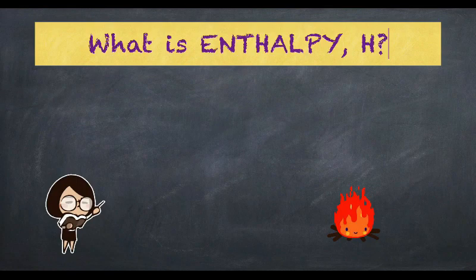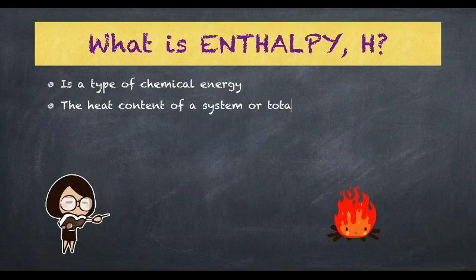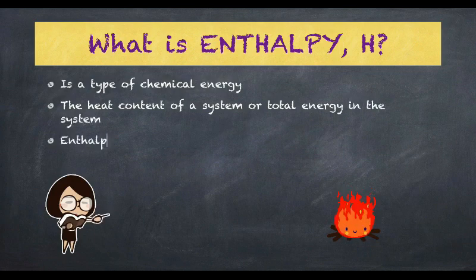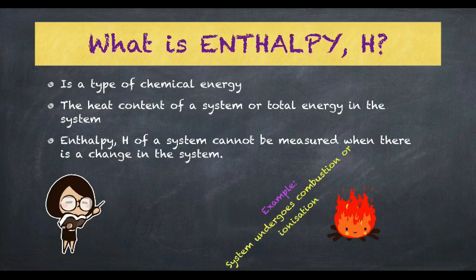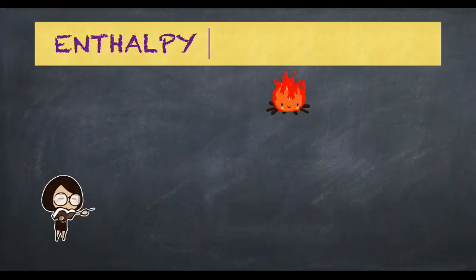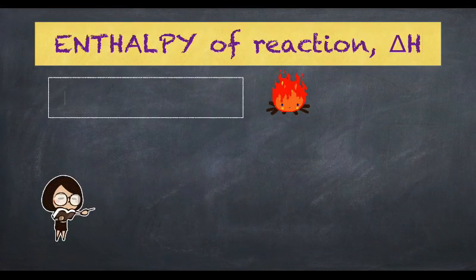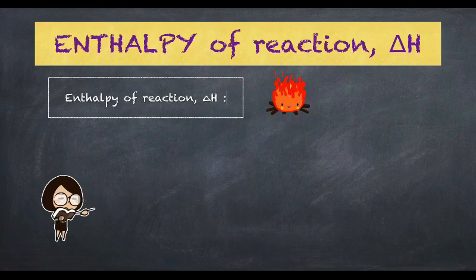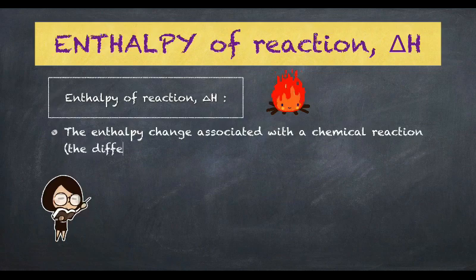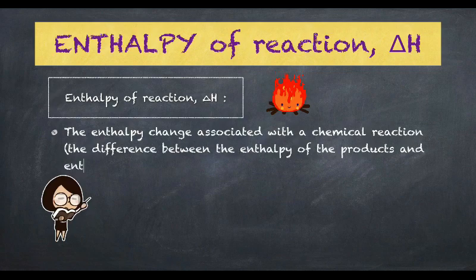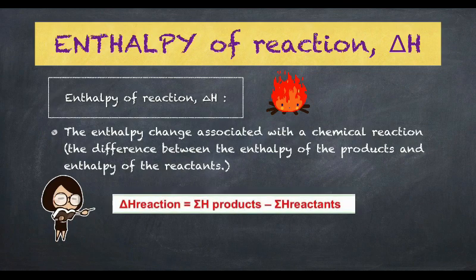What is enthalpy? H. Enthalpy is a type of chemical energy. It is the heat content of a system or total energy in the system. Enthalpy of a system cannot be measured when there is a change in the system. Enthalpy of reaction, delta H. Enthalpy of reaction is the enthalpy change associated with a chemical reaction. It is the difference between the enthalpy of the products and enthalpy of the reactants.